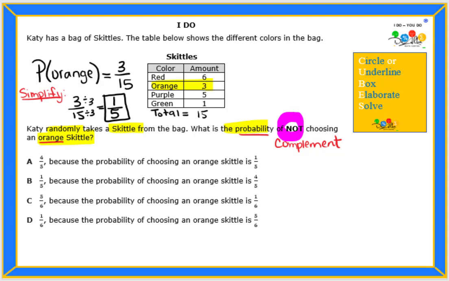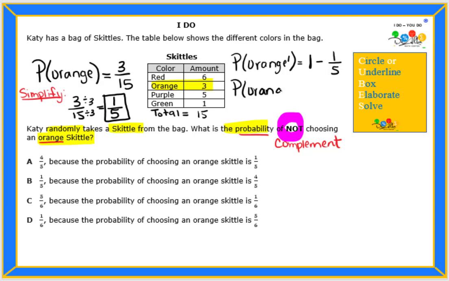But that is for picking an orange Skittle. And the question was, what is the probability of not choosing the orange Skittle? So to find the complement, we are going to subtract from 1. So all of the Skittles in the bag minus the orange Skittles, which were 3 out of 15, but we've simplified it to 1/5, will give us the ones that are not orange.